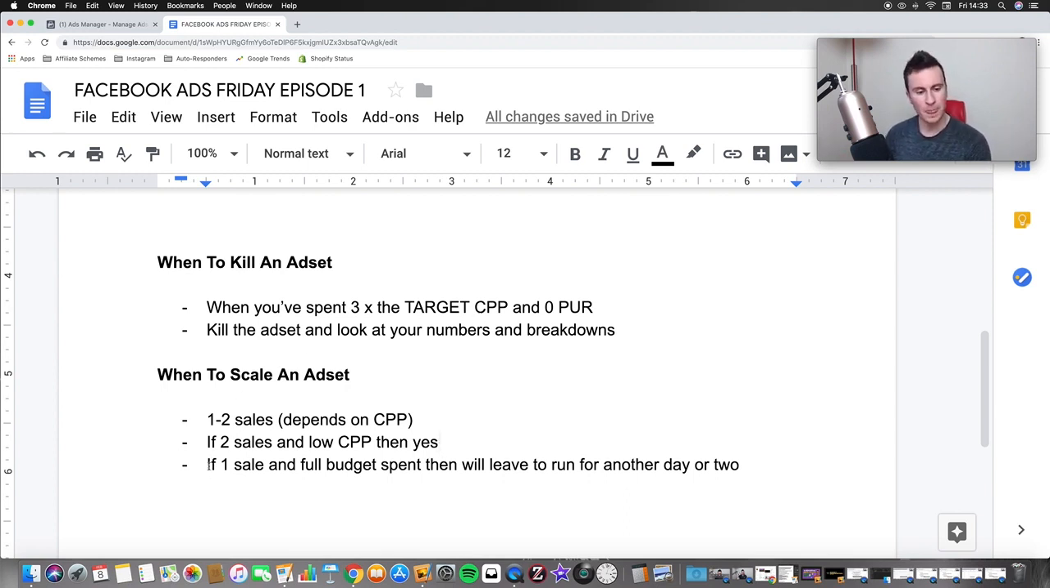Moving on then, if you have 1 sale and the full budget is spent, then I'll leave it to run for another day or 2 before making up my mind. It kind of goes back to this point that because we've only spent so little, I haven't given it a proper fair chance. But the fact that it's shown 1 sale means that I want to give it a bit more of a chance before I just completely write it off, or before I go, say, doubling or tripling the budget. So I'll let it run for another day or 2. And if I see more sales, then again, that's a great sign. It shows that that 1 sale wasn't just pot luck, and there's more potential within this audience, and therefore I want to go ahead and scale it.